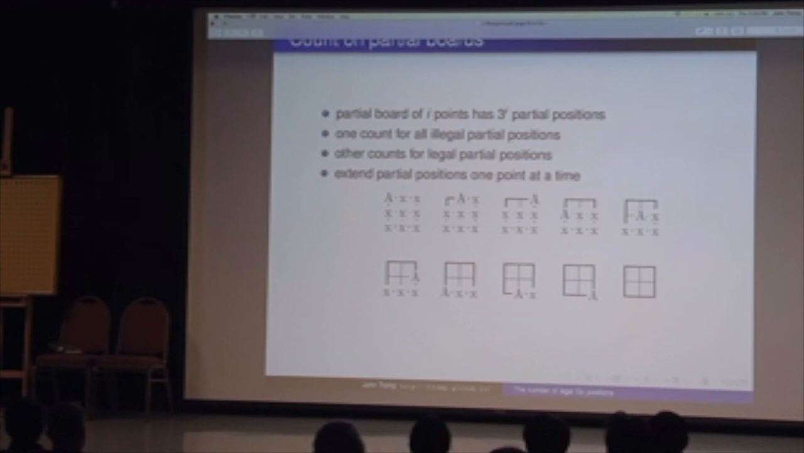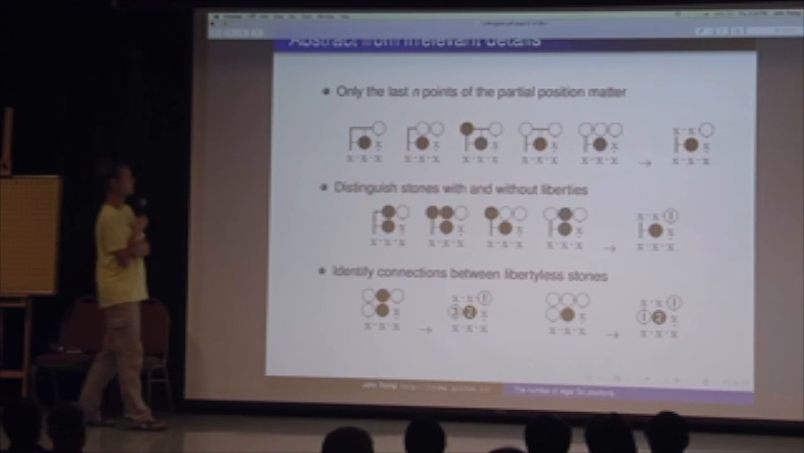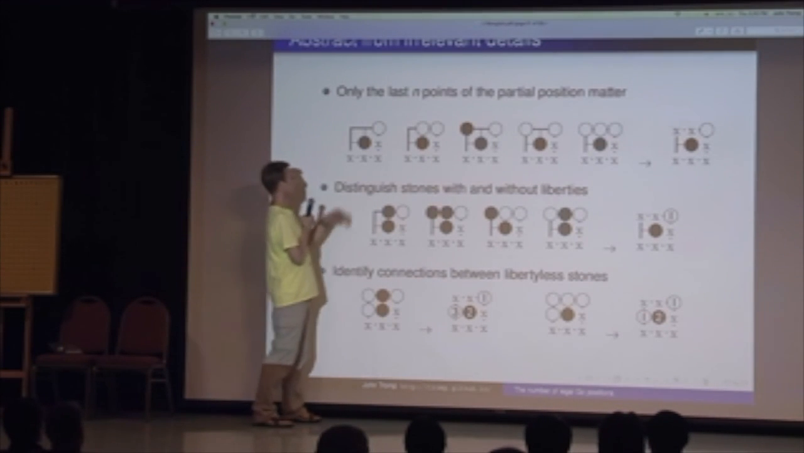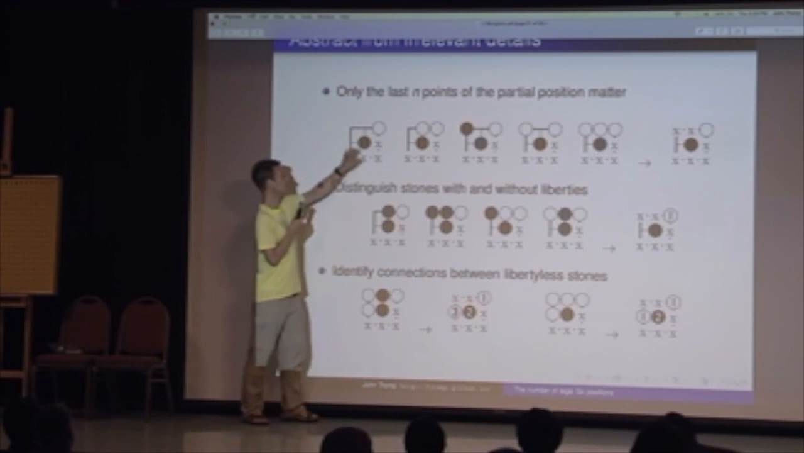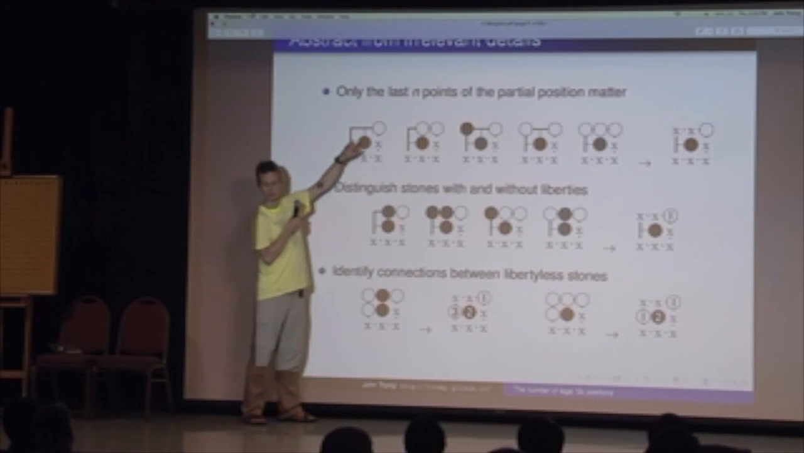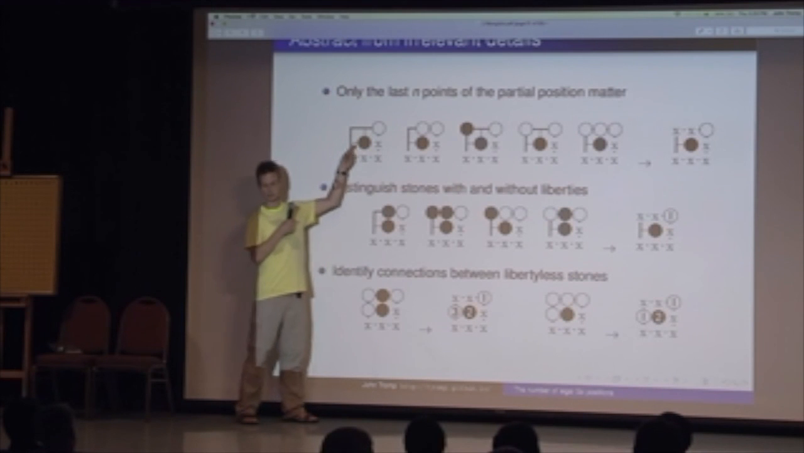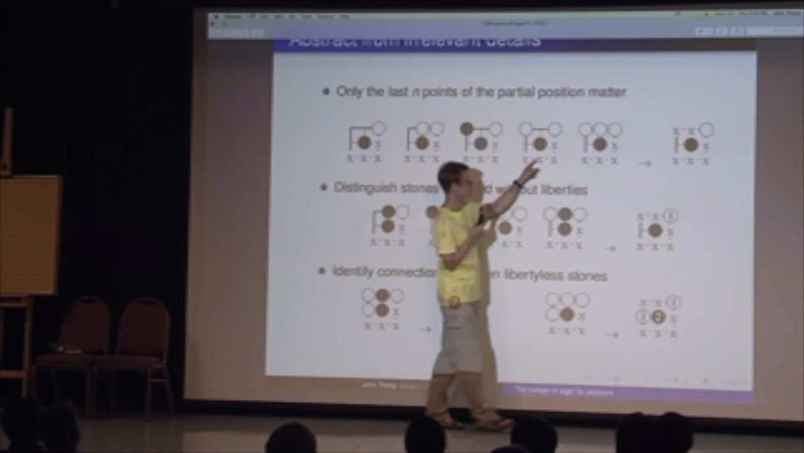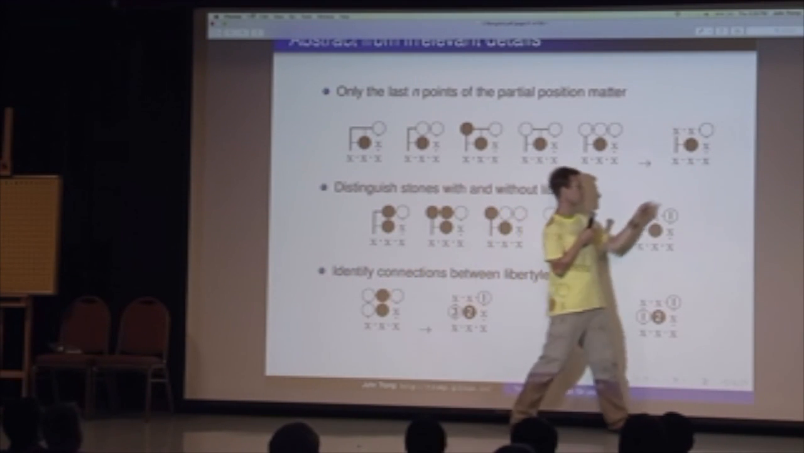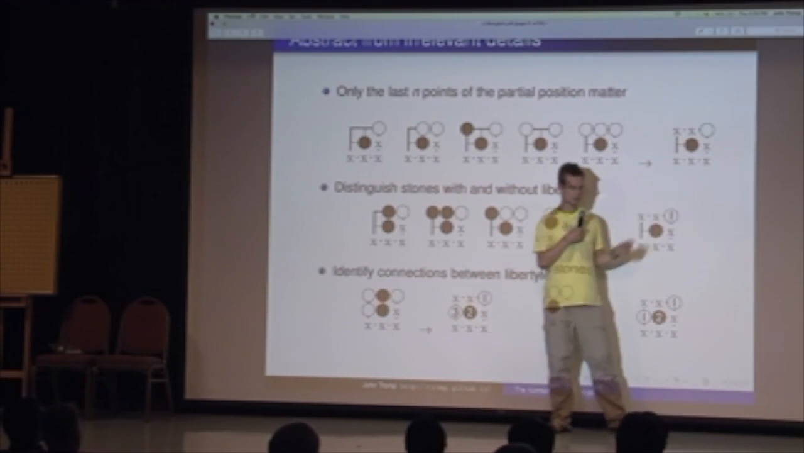But if you do this in a dumb way, you're still just doing brute force counting. So we need to be smarter. We need to abstract from irrelevant details. And the irrelevant details for a partial board of 5 points would be the first 2 points. I don't want to know what those first 2 points are. I'm just going to care about the last n points, in this case, the last 3 points. So what all these 5 partial positions have in common is that the last 3 points are a white stone with liberties, an empty point, and a black stone with liberties.